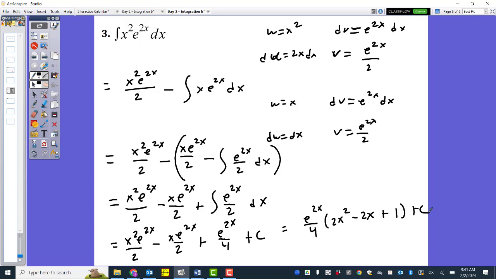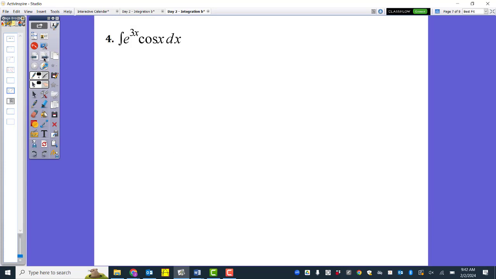There are some that are a little more complex. I'm going to look at one more, mainly because it's a special method, but I'm not going to do much more than this. So it's this one right here. Now this is going to happen anytime you see e times either sine or cosine. We're going to have this problem occur. Let's go ahead and do our process.